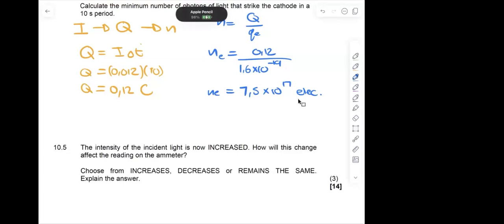For those that have just joined on TikTok, there's our final question for the day. We've been dealing with a photovoltaic cell. We've now increased the intensity of the light. How will this change the reading on the ammeter? Increase, decrease, or remains the same. I'll give you guys 15 more seconds. You should know this one.